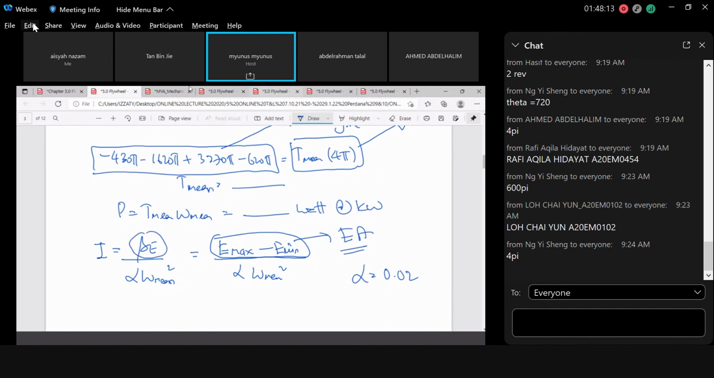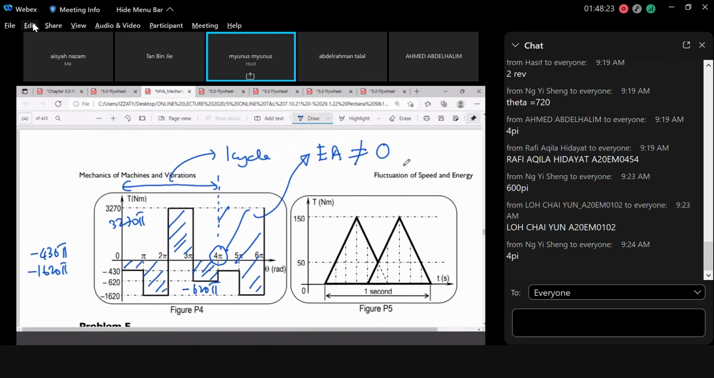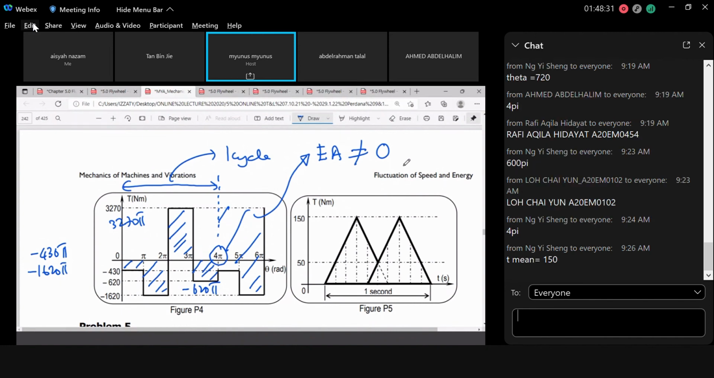So you go back to the figure. Could anyone tell me what your value for T min is now? So that I can put it here and we can calculate together the energy. If you get energy equal to zero, or conserved, it means that your calculation is correct. It's very easy to check. Yeah, so 150, thank you, Eng.